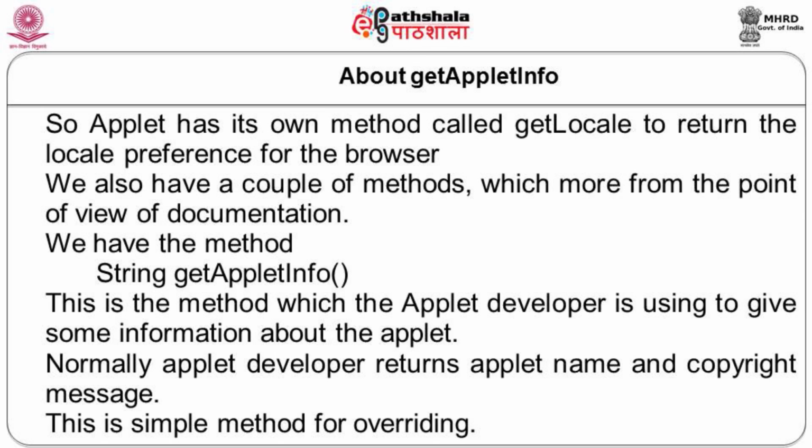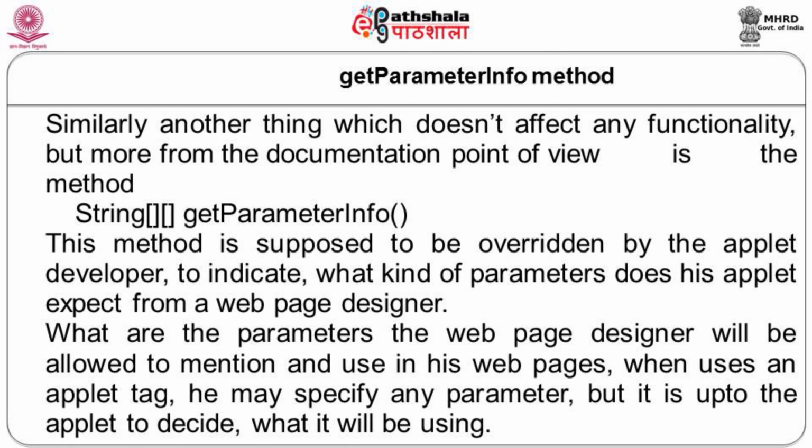It's a method which the applet developer uses to give some information about the applet. Normally the applet developer puts some copyright message and returns it here. For example, he'll return the name of the applet and some copyright, and give some year and all those things. It's just a simple method which anyone can override and specify while writing an applet.